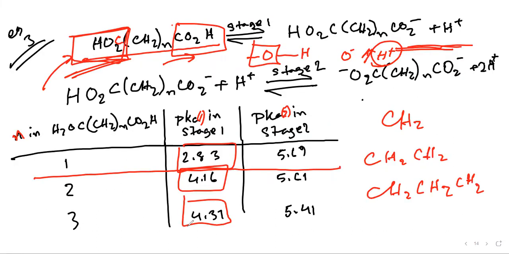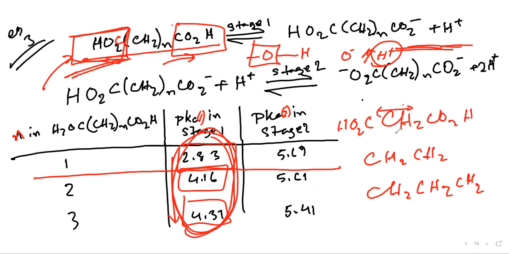So now we have to compare between them. Why do they increase? They increase because if we consider the distance between one CO2H group and another CO2H group, what is happening? The distance is actually increasing, isn't it? From one carboxylic acid to another carboxylic acid. That means the pulling effect is going to be reduced.